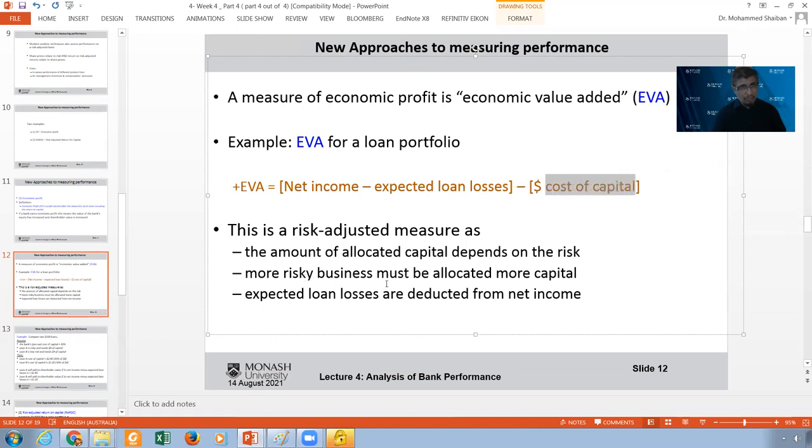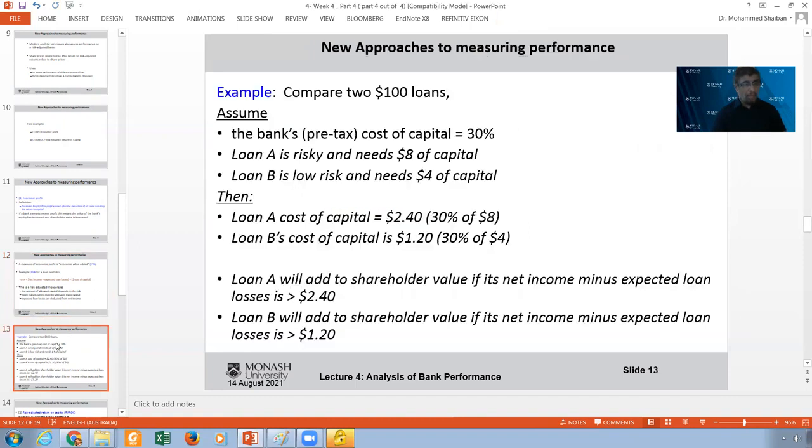So more risky business must allocate more capital. Expected loan losses are deducted from the net income. So you take the net income and the expected losses, and the cost of capital is actually the capital for the unexpected losses. So the higher the risk of a loan, the higher this one is, and therefore this formula should be fair to measure the economic added value.